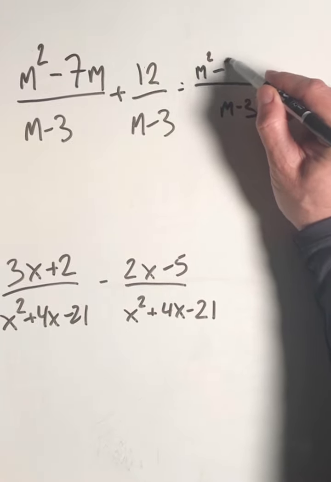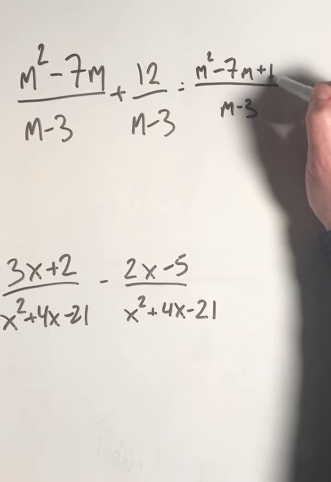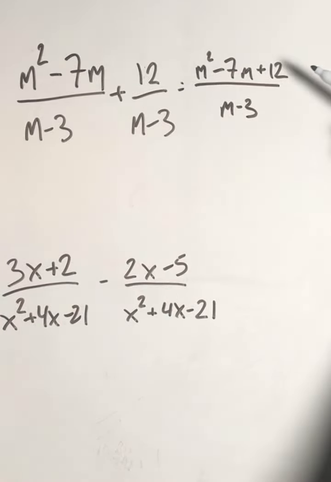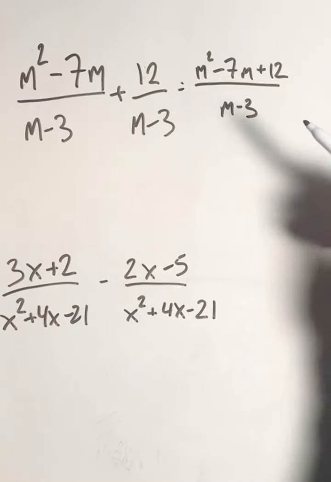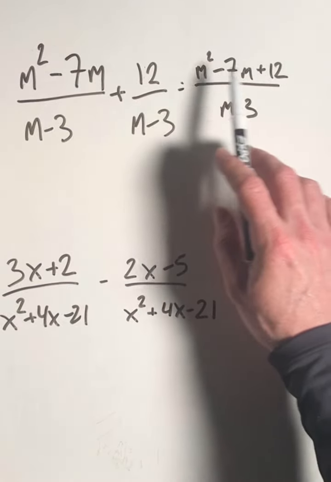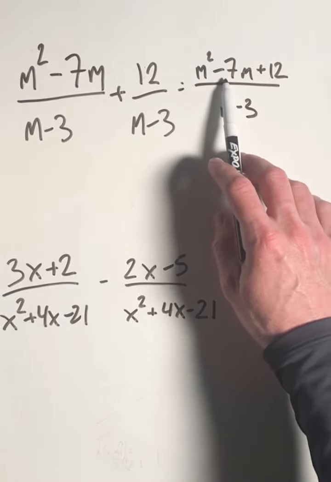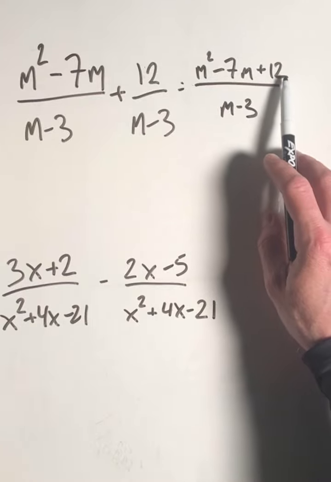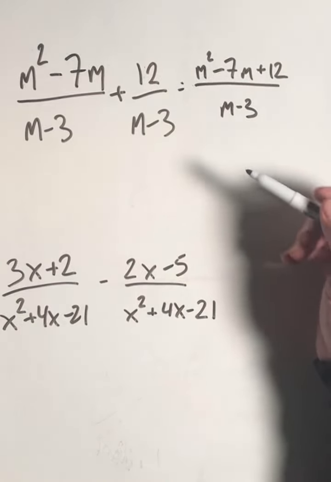m squared minus 7m plus 12, and since we are dividing by an m minus 3, that's a key that we're going to need to factor this and try to look for an m minus 3 as one of the factors. So we're looking for two numbers that multiply to 1 times 12 and add to negative 7. If we take 4 times 3, that's 12, so negative 4 and negative 3 both multiply to positive 12 and add to negative 7 if we put them together.